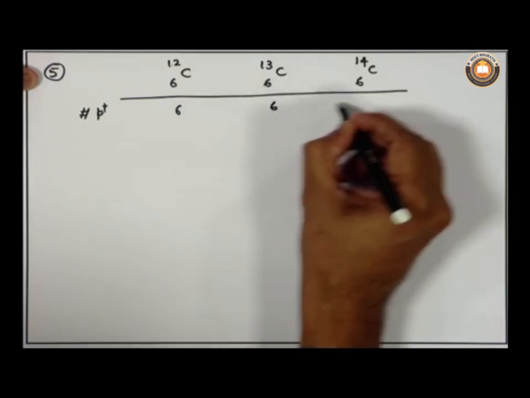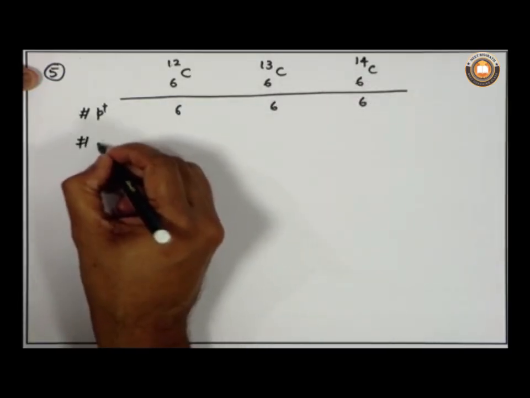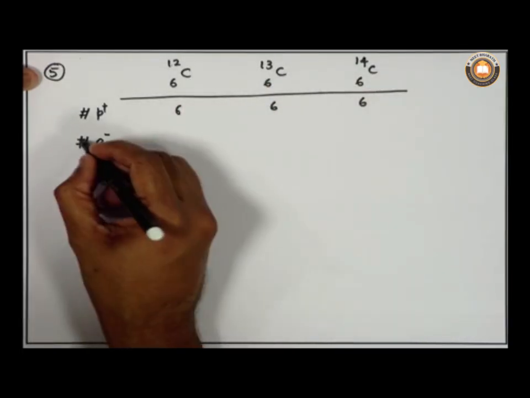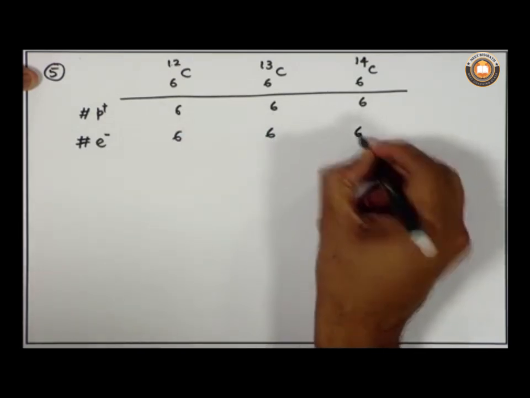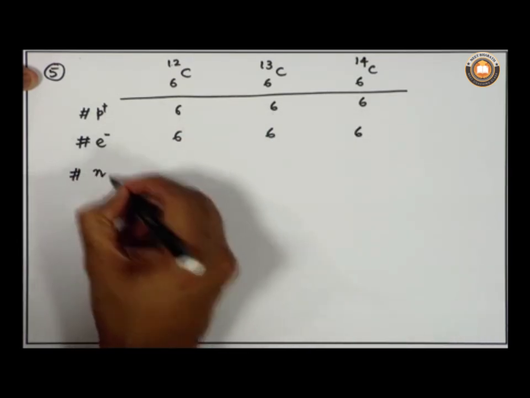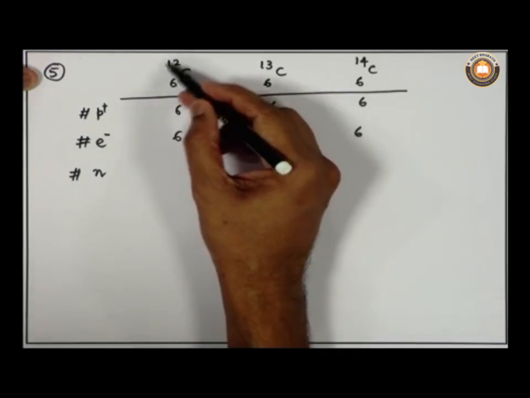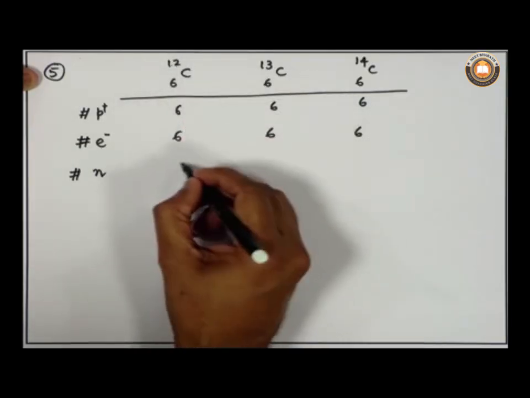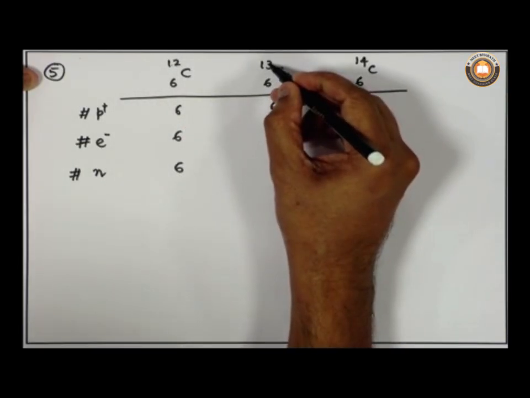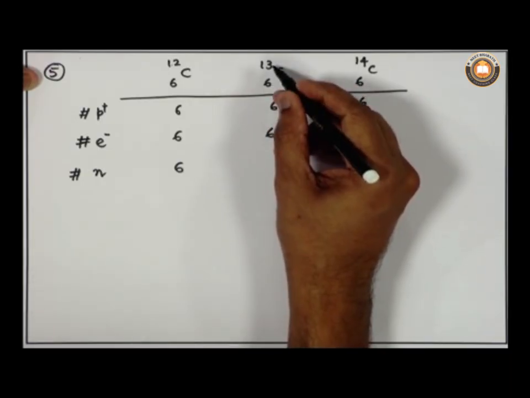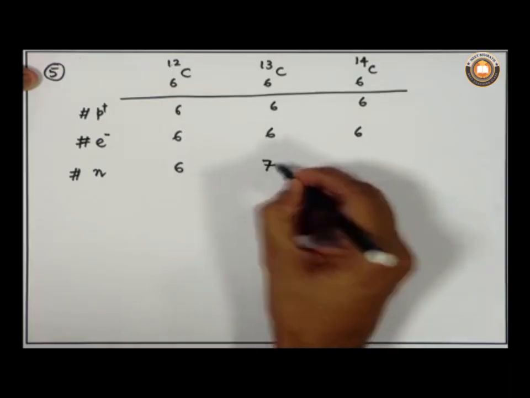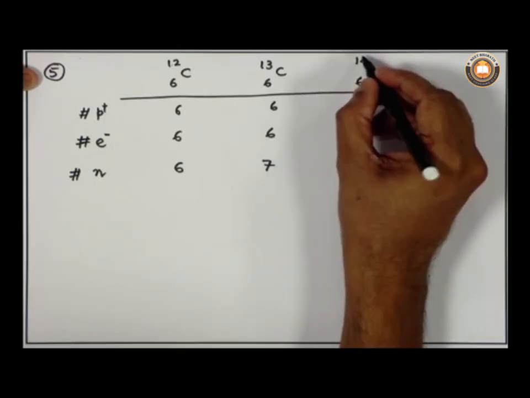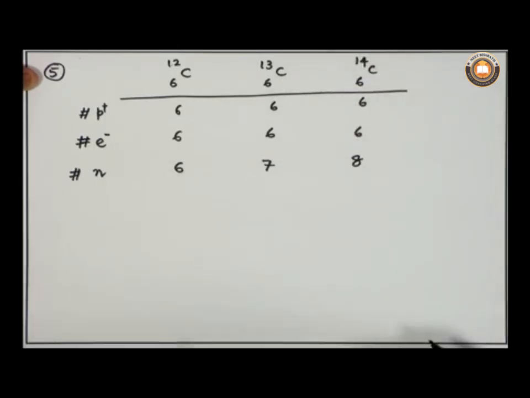Of course, 6, 6, 6, because this is the Z value. Number of electrons: all 3 species are neutral, so the number of protons is equivalent to the number of electrons. So, that is easy. Let us find out the number of neutrons. The mass number in C-12 is 12. That means there are 6 protons plus 6 neutrons. In this case, the mass number is 13, the atomic number is 6. So, the number of neutrons is 13 minus 6, which is 7. In this case, the mass number is 14, the atomic number is 6. So, the number of neutrons is 14 minus 6, which is equivalent to 8.